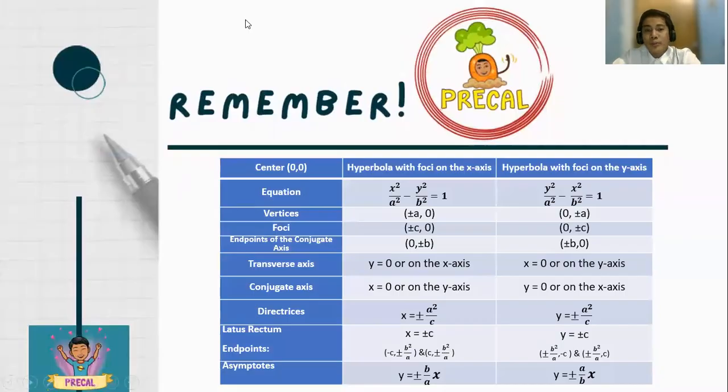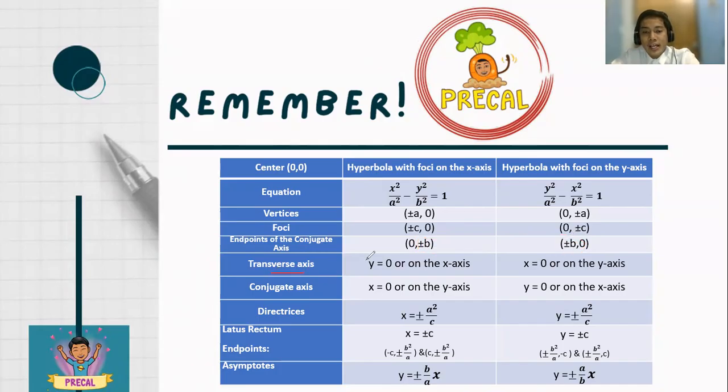In your self-instructional packets, you can see the summary of all the formulas that you could use. Always remember that the vertices and the foci are collinear with each other. That's why they will share the same y coordinates when the foci are on the x-axis. And when the foci are on the y-axis, they share the same x coordinates. While the endpoints of the conjugate axis are located on the y-axis in one case, and on the x-axis in the other.